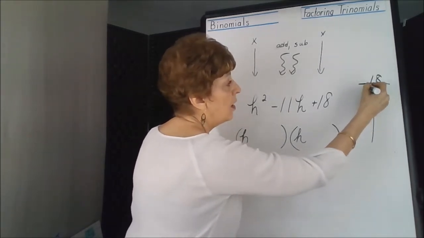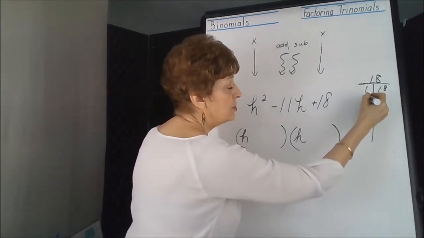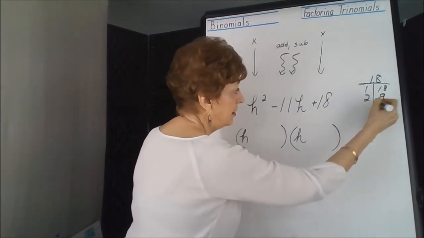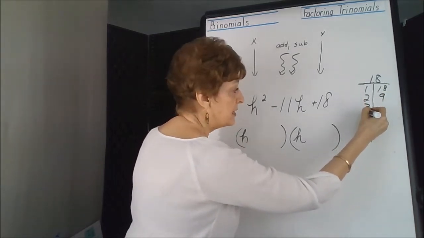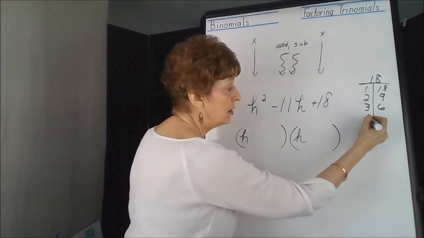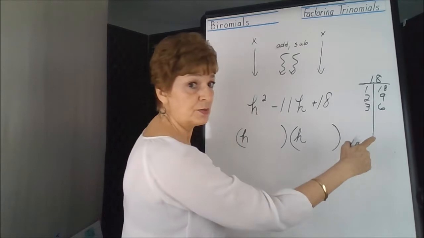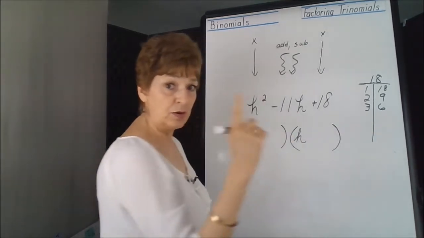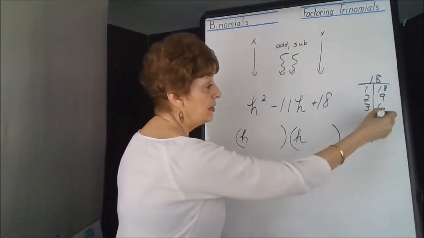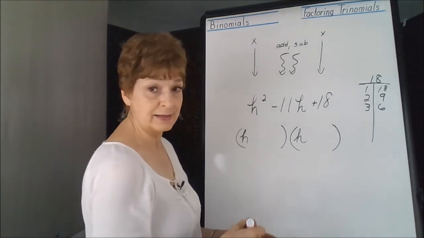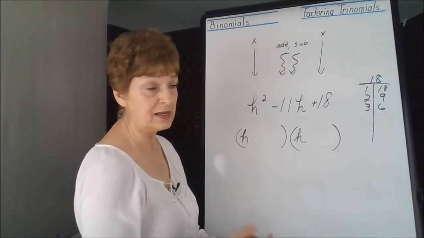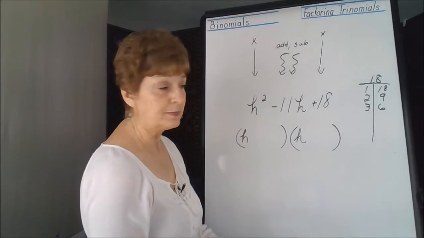18: 1 times 18, 2 times 9. 3, that works, 3 times 6. 4, no. 5, no. 6 works, but I already have it. If you go methodically in order, you're going to see the overlap, and then you'll know when to stop thinking about the factors because they'll be in order.